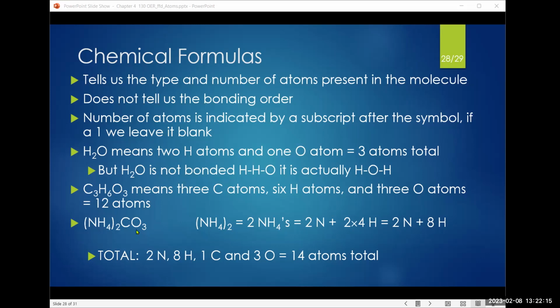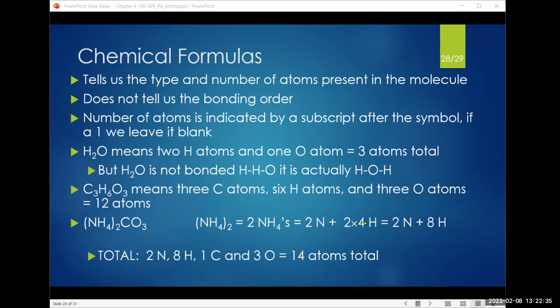Now, knowing the atomic weights, for nitrogen I multiply that by 2. Hydrogen is 1.01 for each one, multiply that by 8. 1 carbon at 12.01, 3 oxygens at 16.